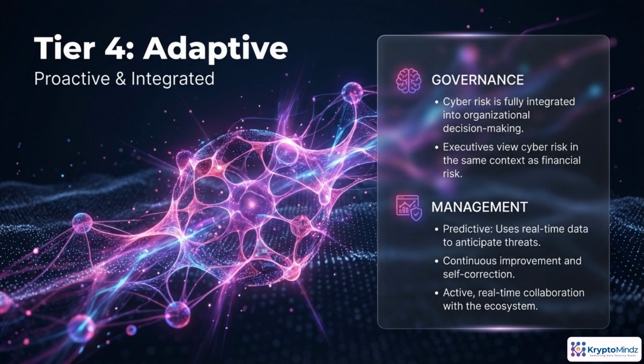Tier 4, adaptive, is where cybersecurity is baked into how the organization runs. Cyber risk is considered alongside financial and operational risk in every major decision. Security becomes predictive. You use real-time data and analytics to anticipate threats, not just react. Processes constantly self-correct based on feedback, and you actively collaborate with partners and regulators in near real time.